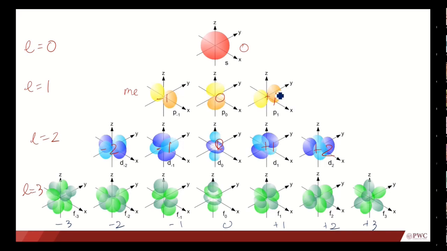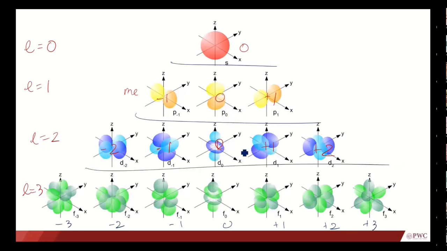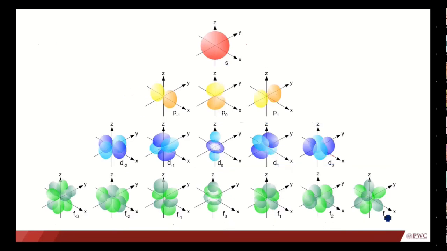So again, for s, we have 1 type of s orbital. For p, we have 3 types of p orbital. For d, we have 5 types. Then for f, we have 7 types of f orbitals.